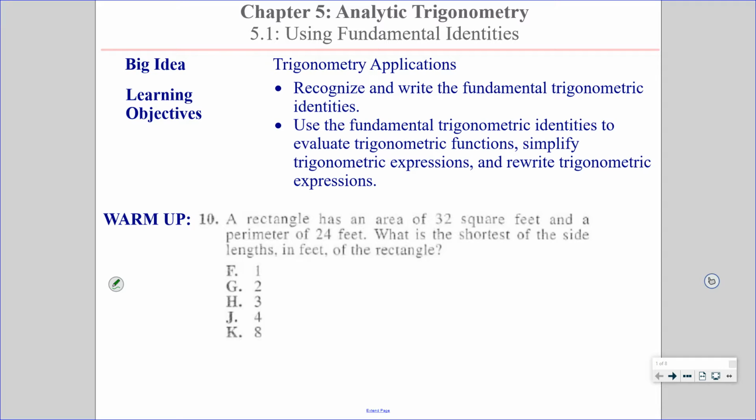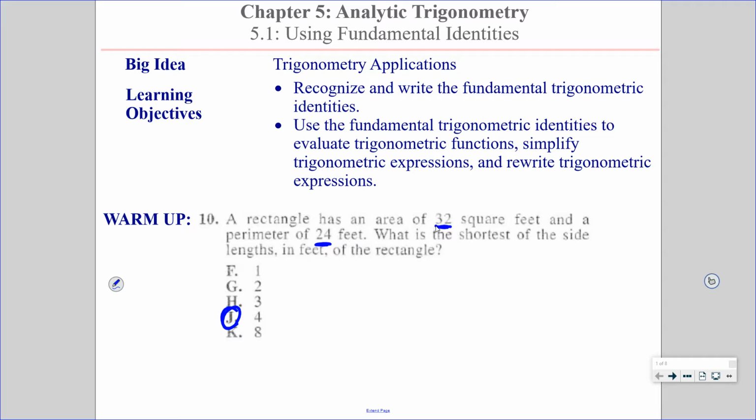Now, somebody said to use guess and check. You can do that. You're given options. And so if you're thinking of all the possible ways to form a rectangle with the smallest side, which one of these could have an area of 32 and a perimeter of 24, the smallest one is 4. Yeah. Oh, so smart.